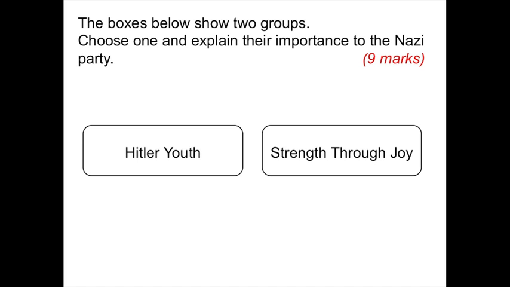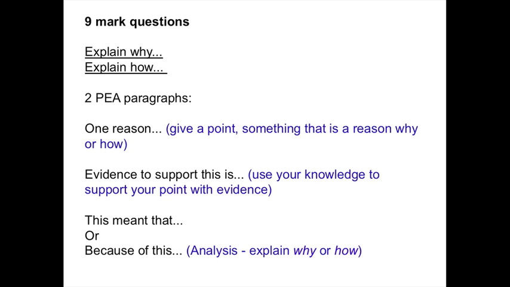Question 3 was also a 9-mark question. Again, you've got 2 options. You have to select only one. In this instance, choose one and explain their importance to the Nazi Party, the Hitler Youth or Strength Through Joy. So again, you've got the same guidance. 2 PEA paragraphs. You're giving a point, some evidence from your knowledge, and explaining how that meant they were important to the Nazis.